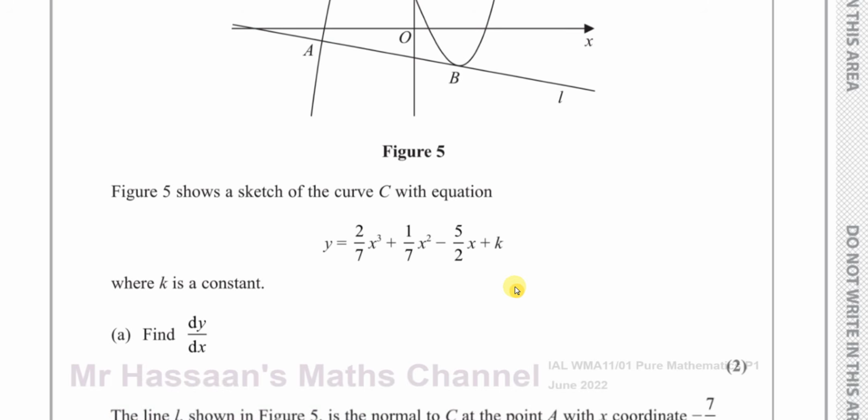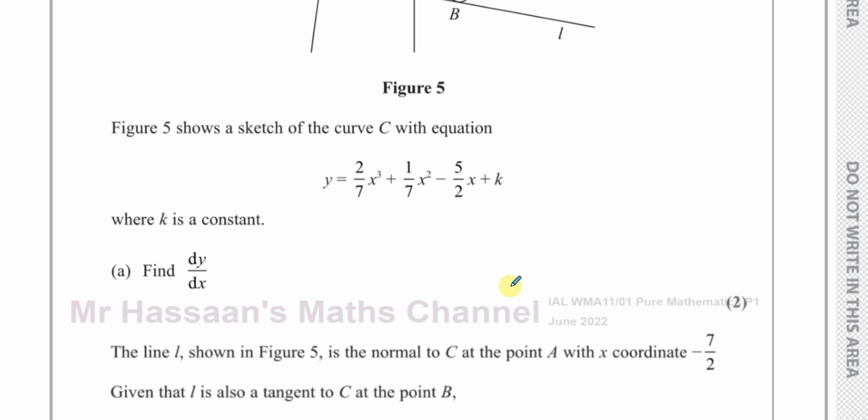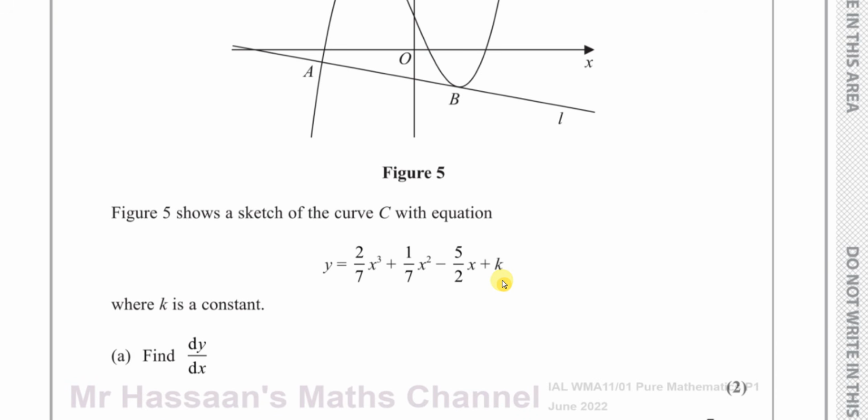For part A, it simply says find dy/dx, 2 marks. Okay, so that's pretty simple. All the terms are ready to be differentiated. dy/dx means you differentiate y with respect to x. There's no need for us to modify anything. We can just simply go ahead and differentiate.